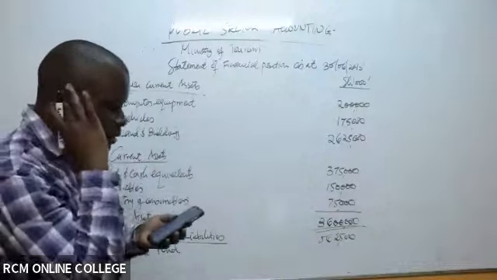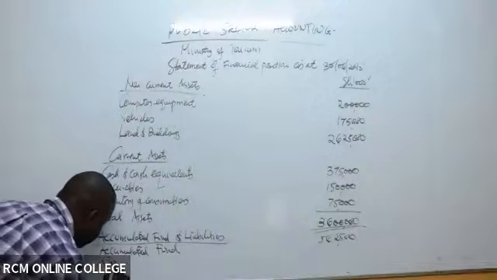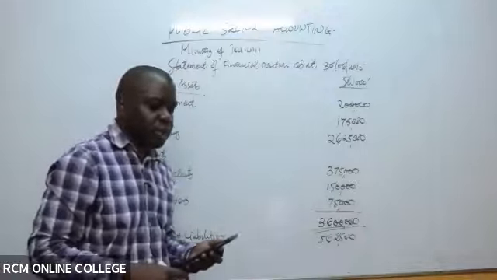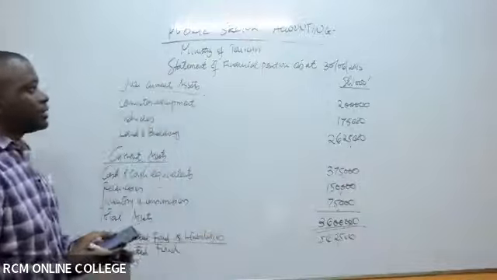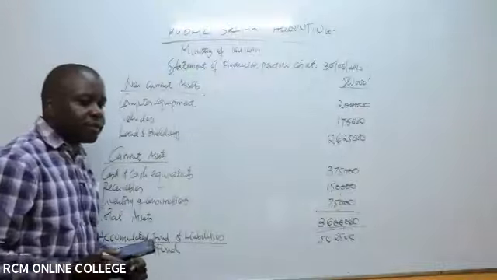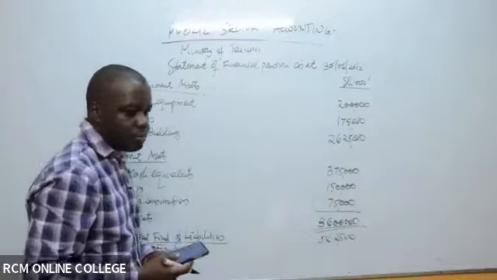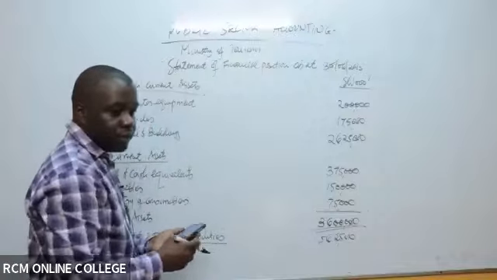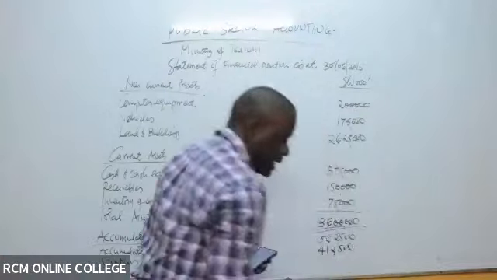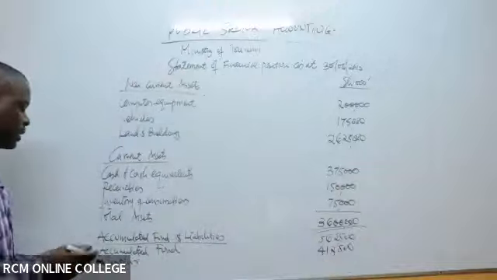Then remember, we had the surplus. The surplus we got from the statement of financial performance was how much? I can see Mumbi says 412,500. So we'll add it, but if it was a deficit, we would have lessened. If it was a surplus, we add.